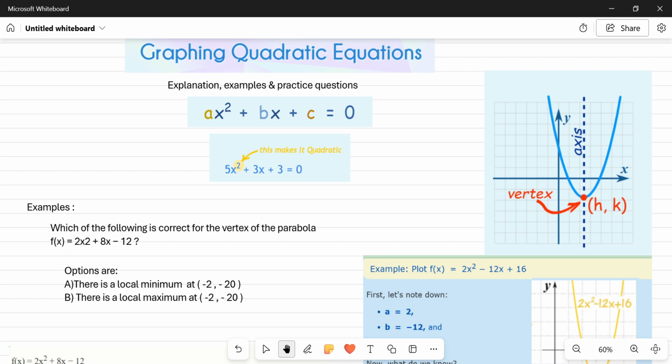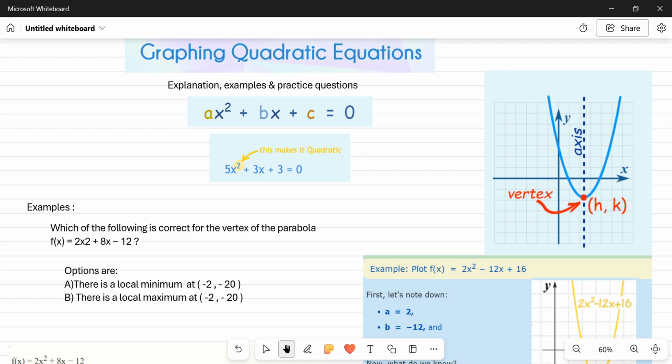Hi everyone. In this video, we will learn about graphing quadratic equations. We will solve the examples. Examples are there, and the practice questions are also there, right? So first of all, what is a quadratic equation?